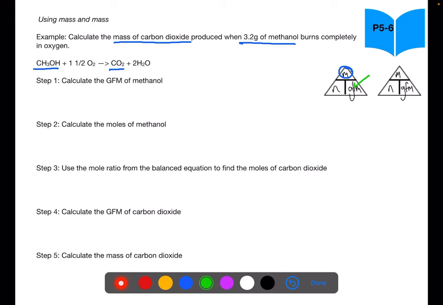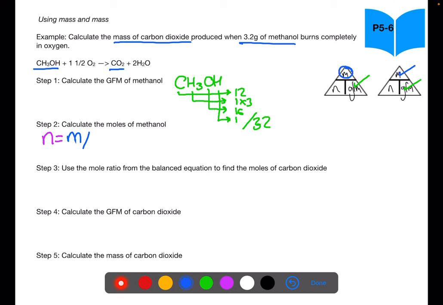However, you don't know the number of moles. For the methanol, we have the mass and we can find the gram formula mass. So this is where we will start, as we can have two pieces of information about methanol. Using the formula from the equation, we can find the gram formula mass for methanol. As we now have the mass of methanol and the gram formula mass, we are able to find the moles. We do this by taking mass divided by gram formula mass. The mass in the question is 3.2 grams and the gram formula mass is 32. This gives us a number of moles of 0.1.